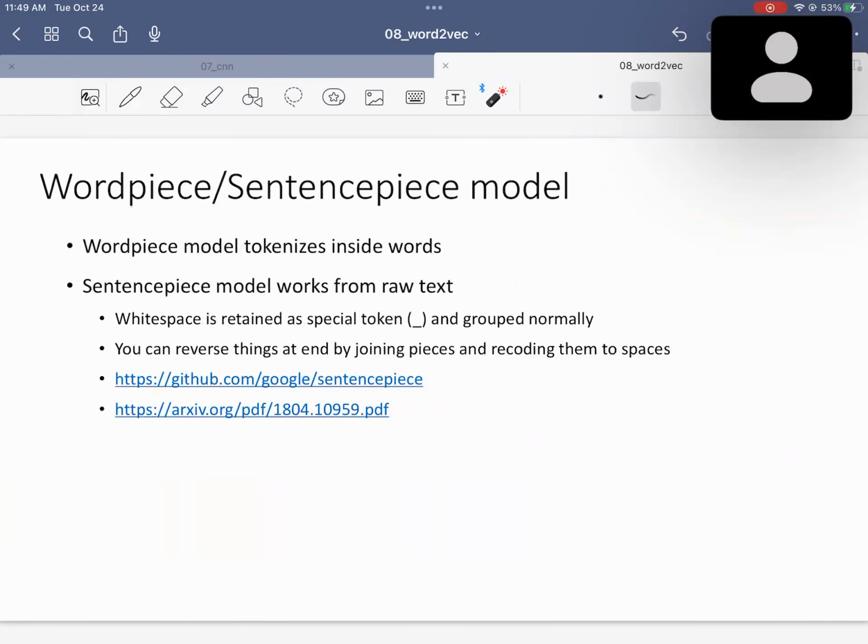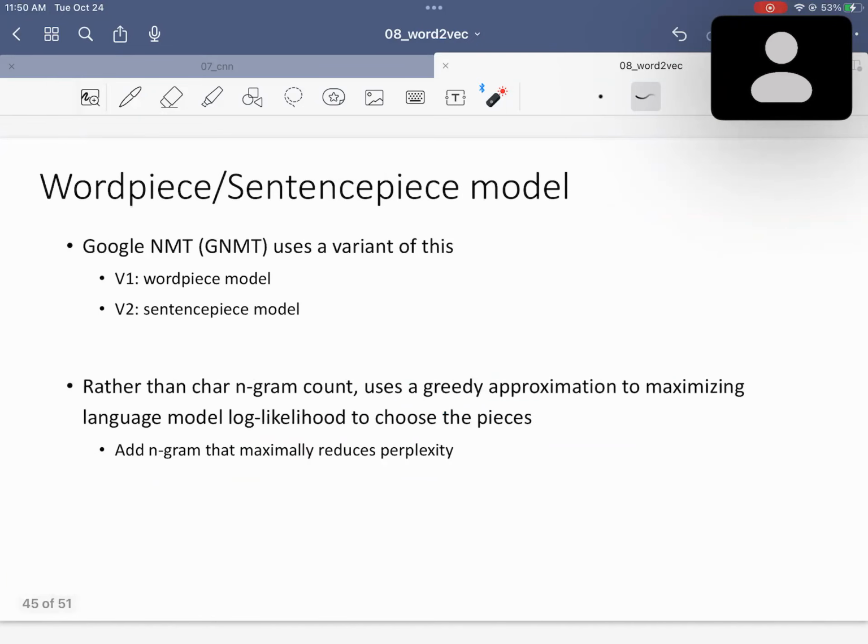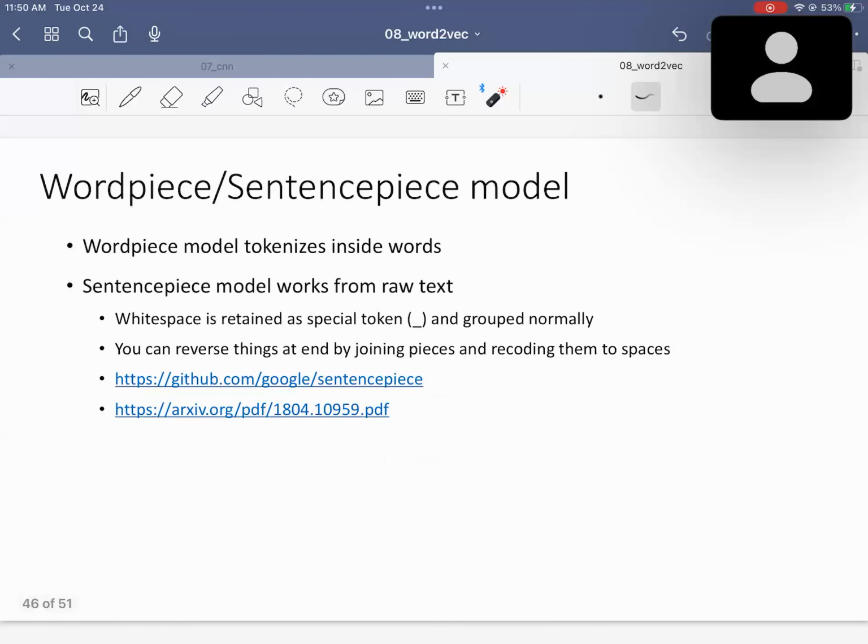Right, and then we were talking about WordPiece and SentencePiece using different objectives for selecting the most probable word, or the word that minimizes the perplexity, or maximally reduces perplexity. SentencePiece is a little bit different.